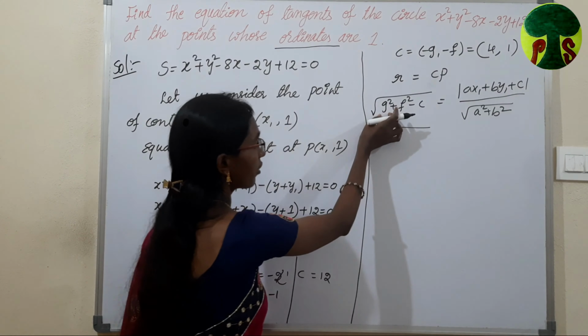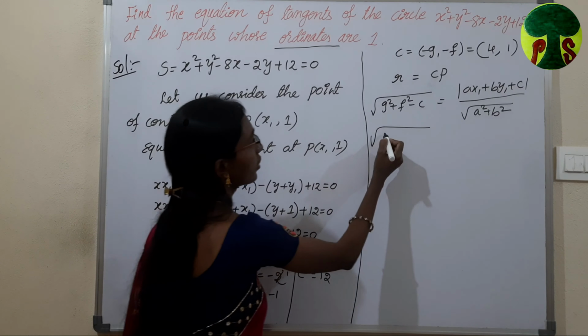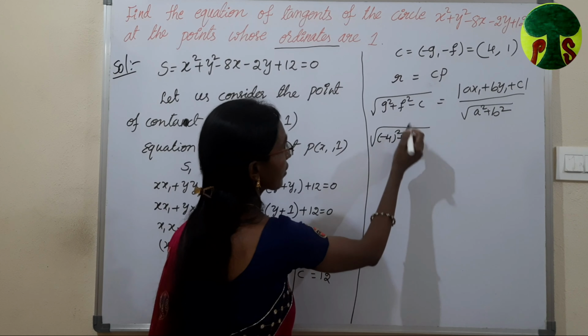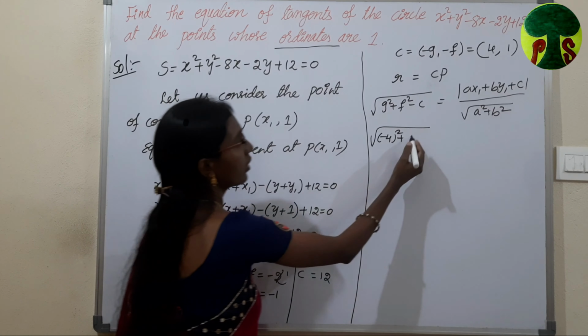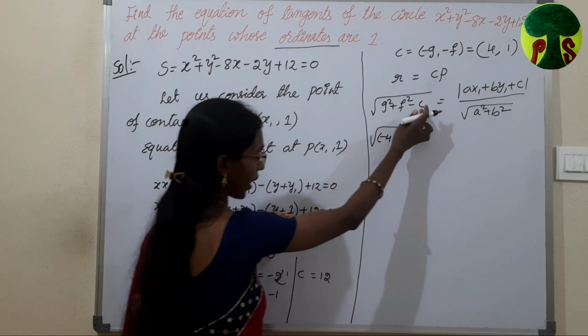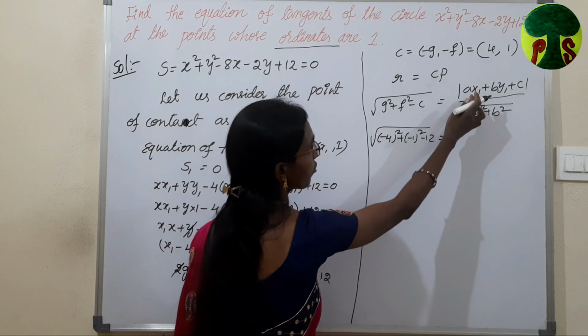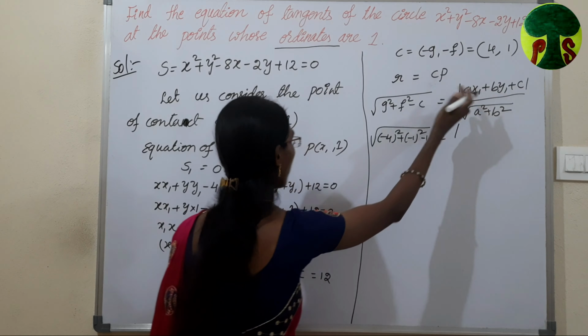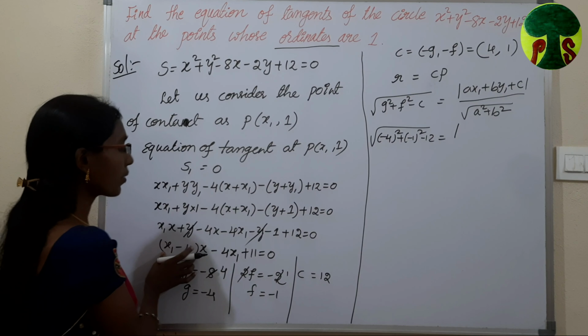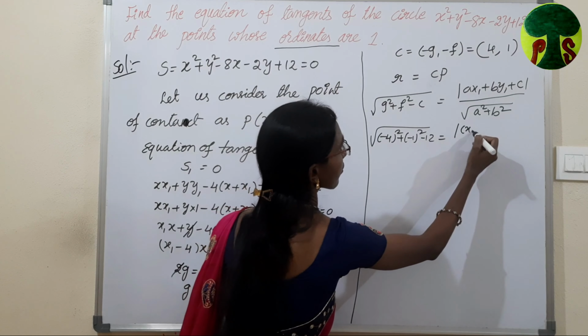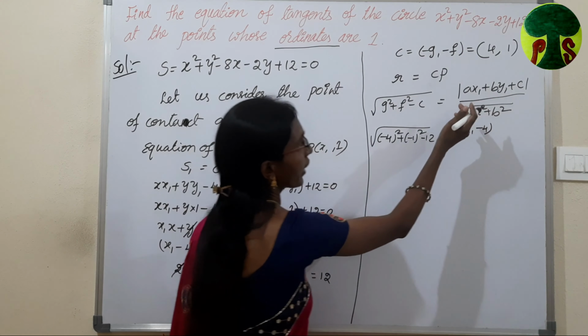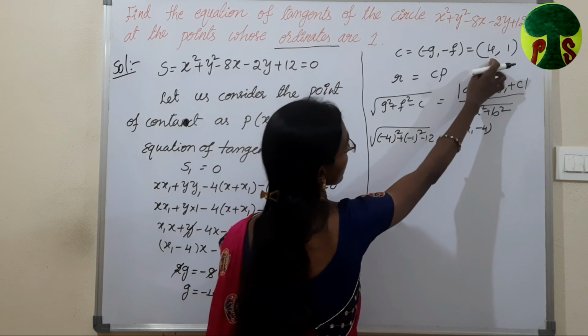Square root of, the value of g is minus 4, so minus 4 whole square, plus the value of f is minus 1, so minus 1 whole square, the value of c is plus 12, so minus 12, is equal to the mod of ax1. So here a means x1 minus 4, x1 minus 4 into, and the value of x1 is 4.